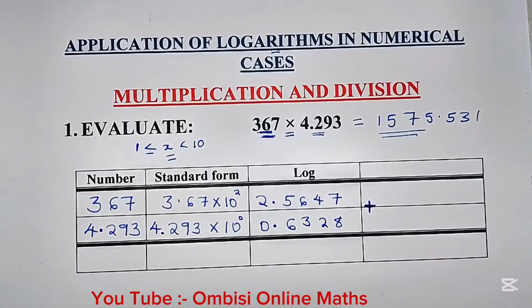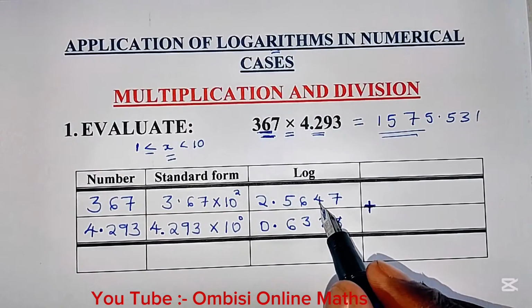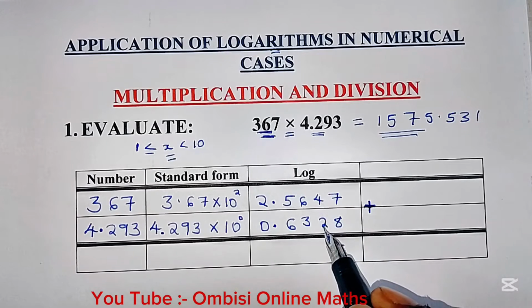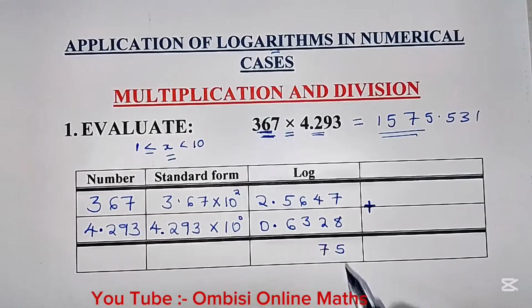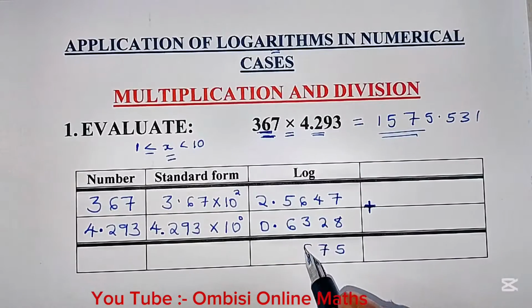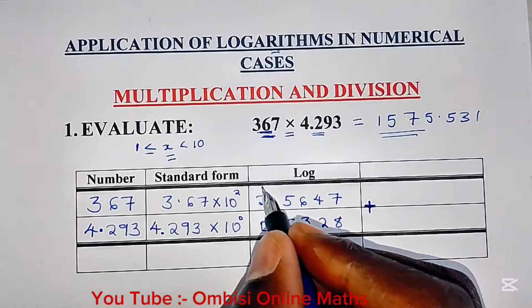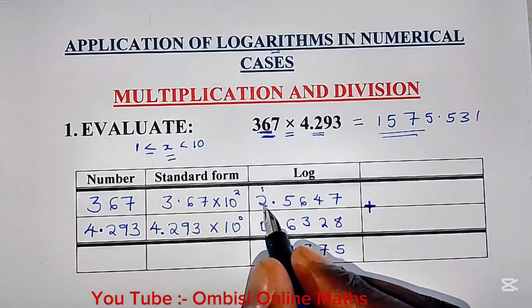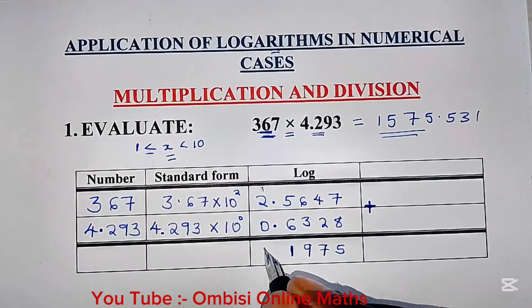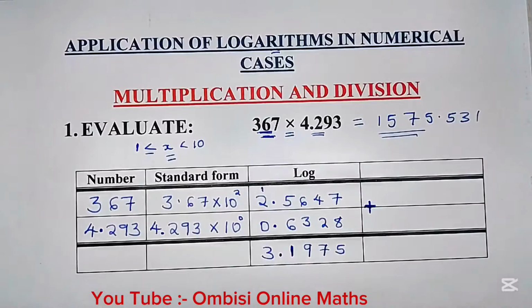Now, when you add this one, 7 plus 8 gives us 15. So you write 5, carry 1. Carry 1, you add it here, it becomes 5 plus 2. This one becomes 7. Now, 6 plus 3 becomes 9. Then 5 plus 6 is 11. Write 1, carry 1. When you carry 1, this one becomes 3. 3 plus 0 is just 3. So it is 3.1975.